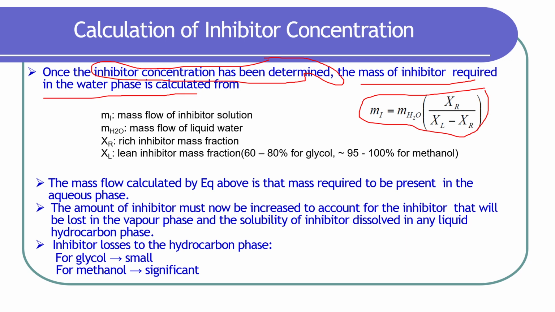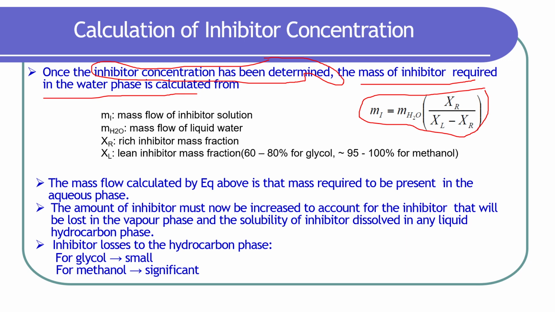But in fact, we have to take into consideration that there will be 2 types of losses. The first type of loss is due to the evaporation, or volatility, of certain chemicals to the vapor phase, such as methanol and glycol. The methanol has higher volatility, so we're going to calculate the mass loss of methanol that evaporates to the gaseous phase. The second type of loss is that some of these chemical inhibitors, such as methanol and glycol, will be soluble in the heavy hydrocarbon, or the liquid hydrocarbon. So we also need to make up for these 2 losses.